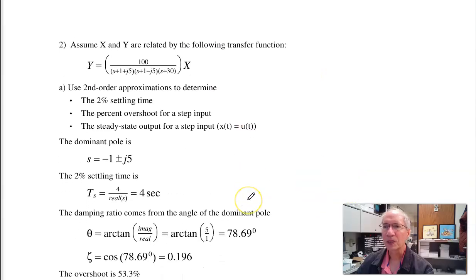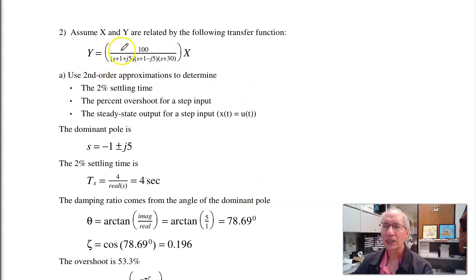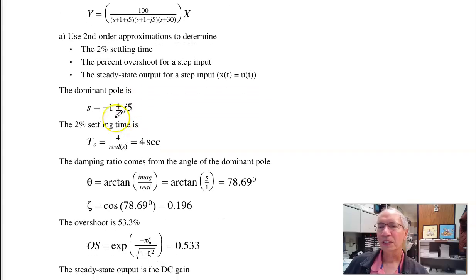Problem 2. Suppose x and y are related by this transfer function. Use second-order approximations to determine the 2% settling time, percent overshoot, and steady-state output for step input. Here the dominant pole is the one closest to the origin, minus 1 plus or minus j5. So this is actually a second-order system. The settling time is 4 over the real part. 4 over 1 is 4 seconds.